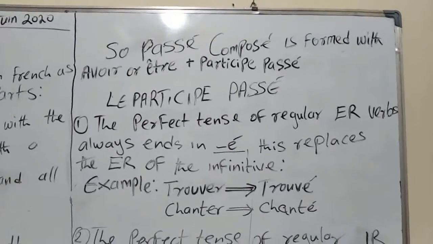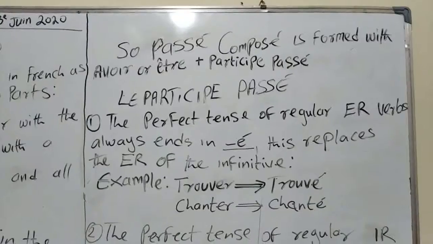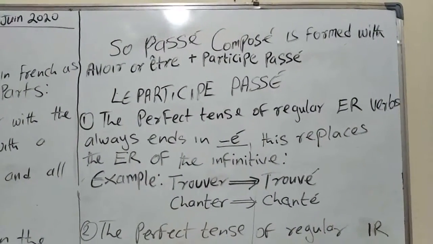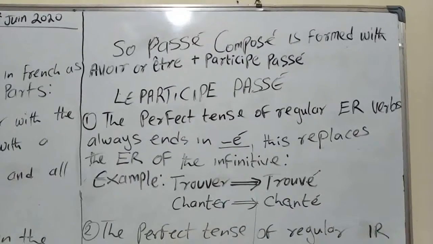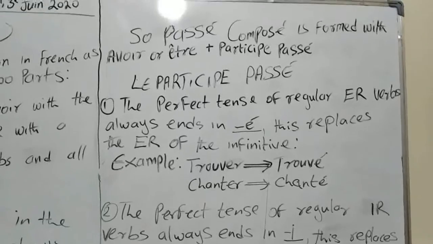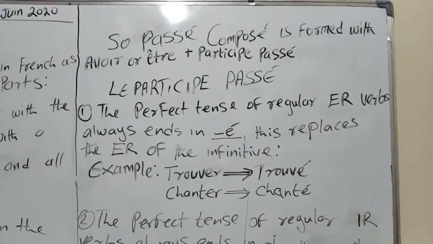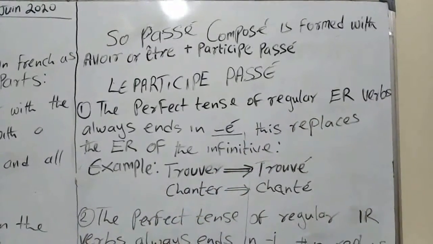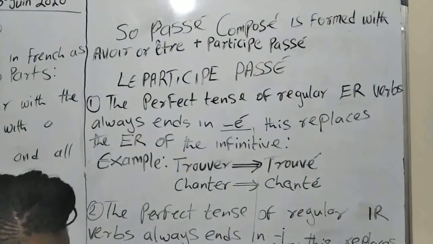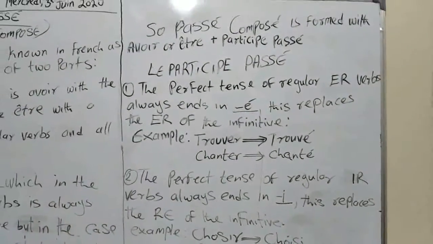Now on the board, we have avoir or être plus participe passé. Okay, let's look at what the participe passé is all about for the three main groups of verbs, which are the ER verbs, the IR verbs and then the RE verbs. Now, number one, the perfect tense of regular ER verbs always ends in é, with an accent on top there. Okay.